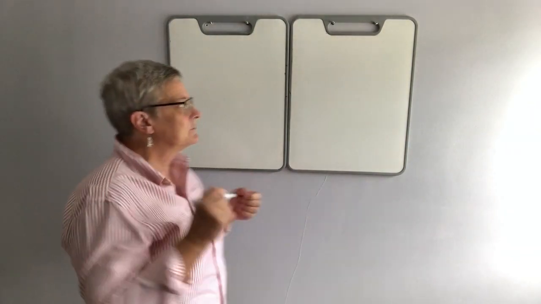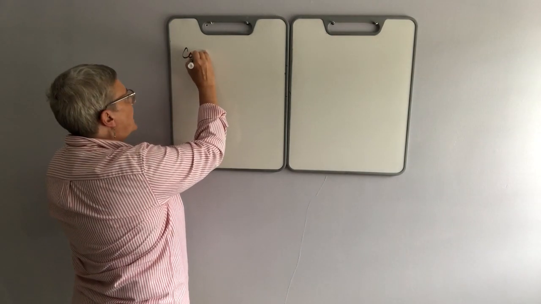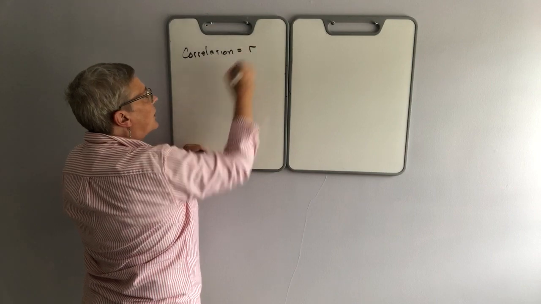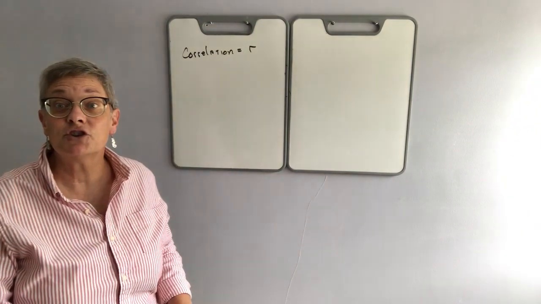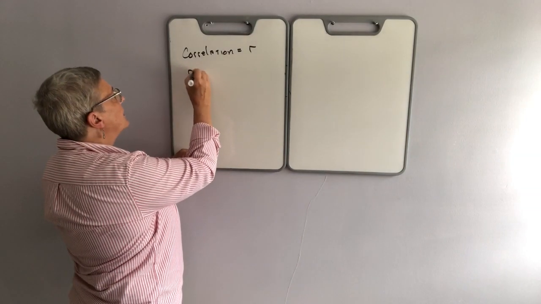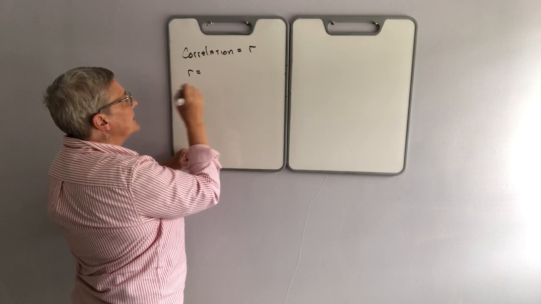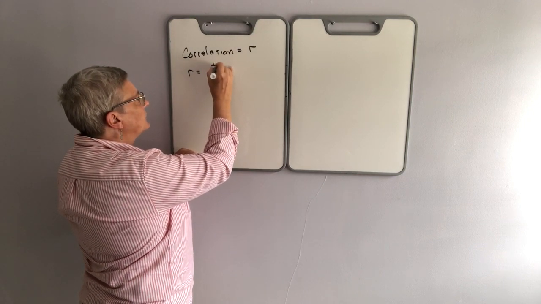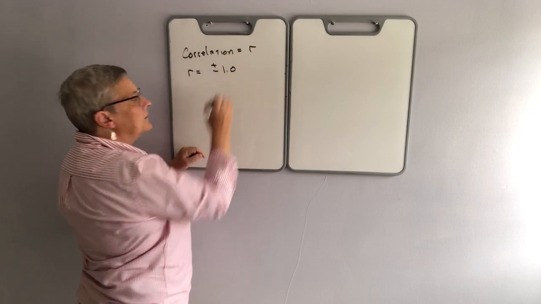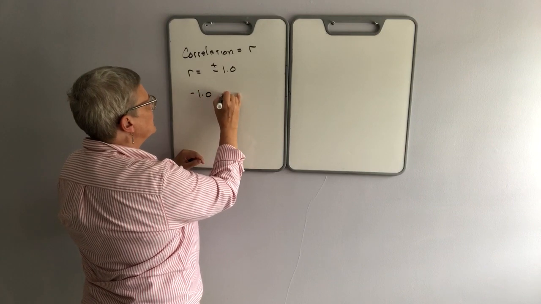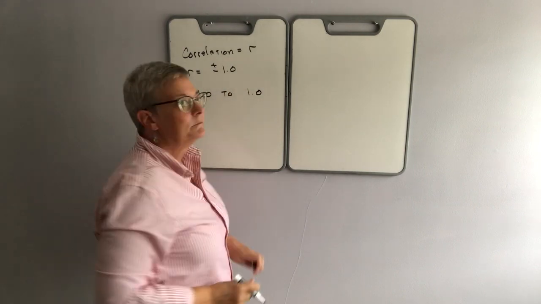In a correlation, correlation is signified by little r in statistics. Relationship, r. It's not big R, little r. So little r can be equal to values of plus or minus 1, okay? So we have correlations ranging from -1 to +1.